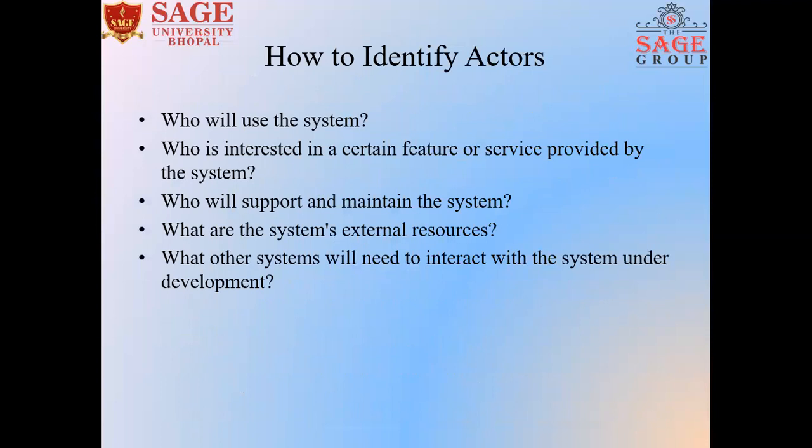So now the question is how to identify the actors. Following are the questions by which we can identify the actors in the system. Who will use the system? Who is interested in a certain feature or services provided in the system? Who will support and maintain the system? What are the system's external resources? What other systems will need to interact with the system under development? So by answering these questions, we can easily identify actors in a system.